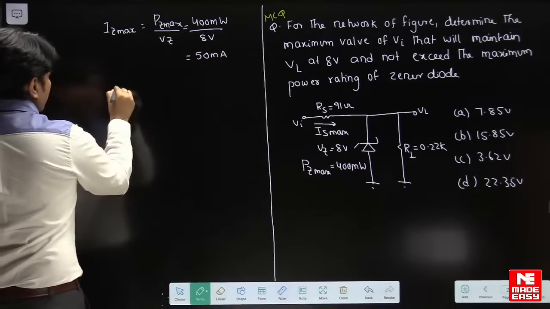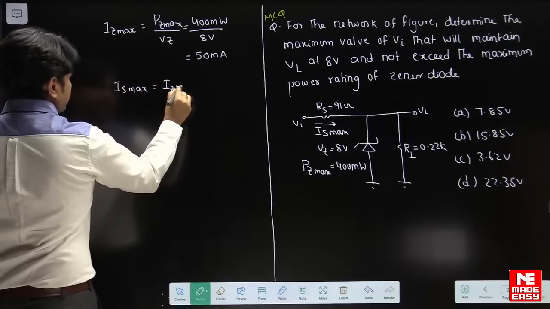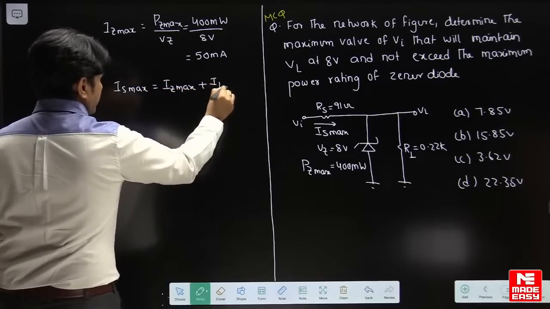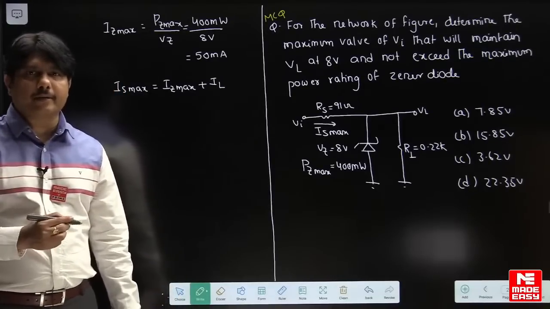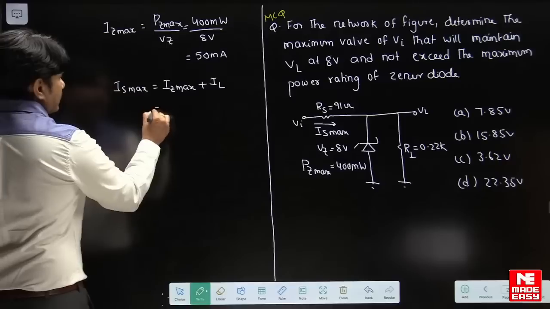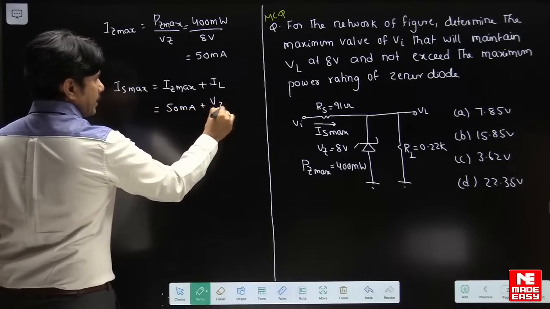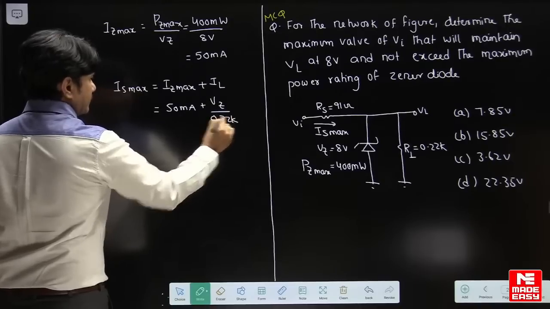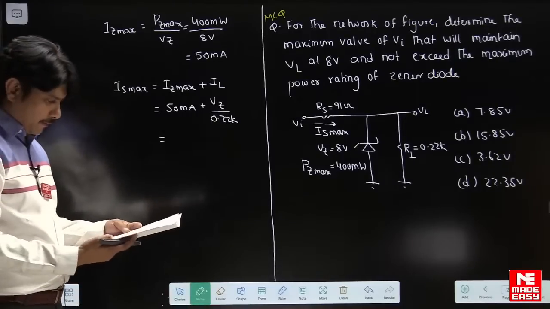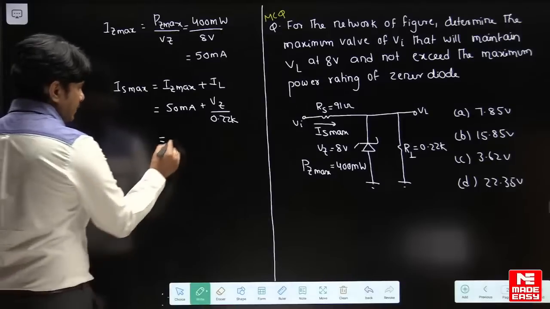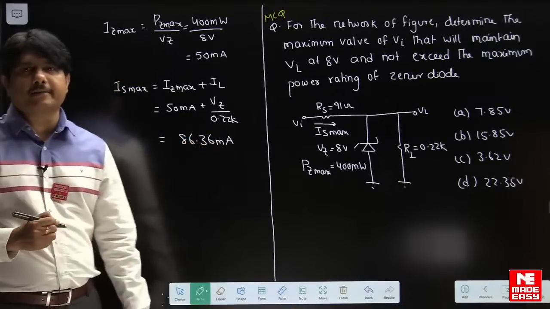If you want to find IS max, it will be equal to IZ max plus IL, because the load is fixed. So IL is IL only. IZ max plus IL will become the IS max. So IZ max is 50 milliamperes plus IL, which will become VZ by 0.22K. So this will become the IS max. This value we are getting is around 86.36 milliamperes. So this is your IS max.